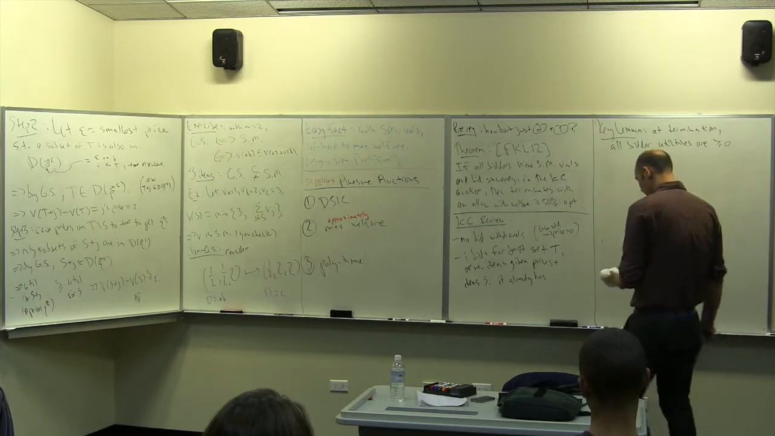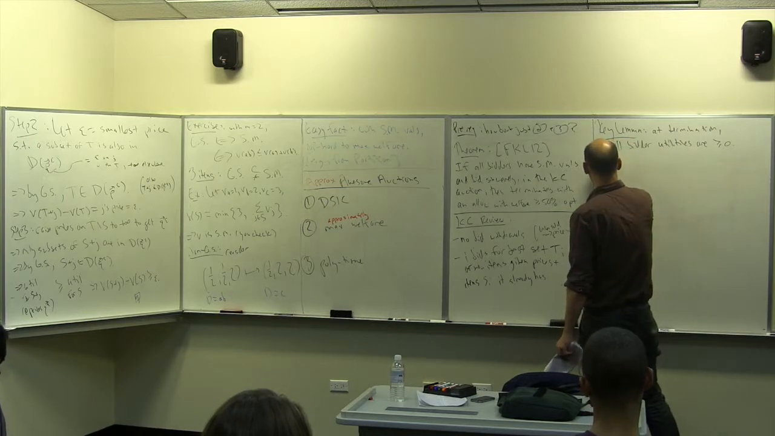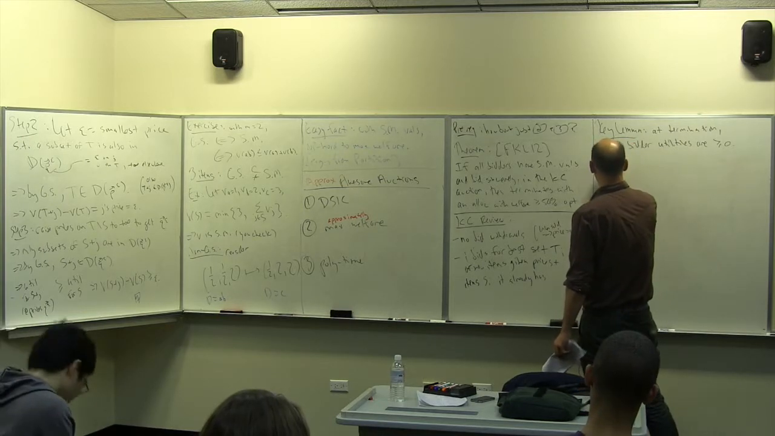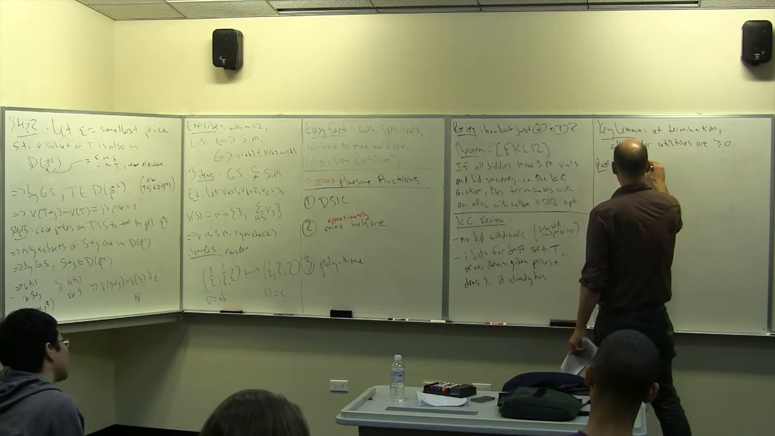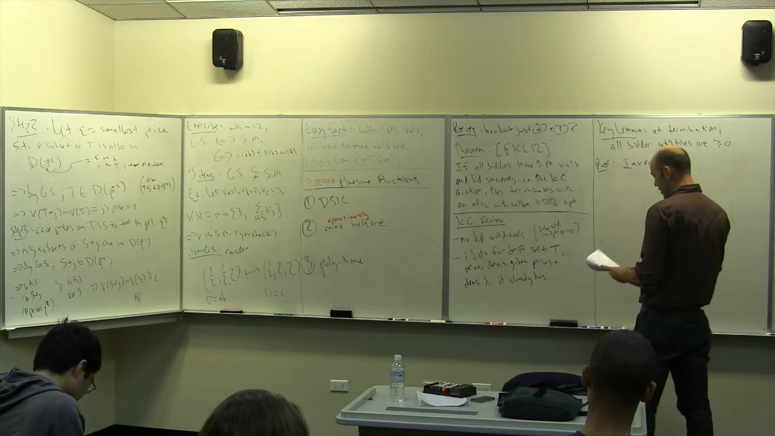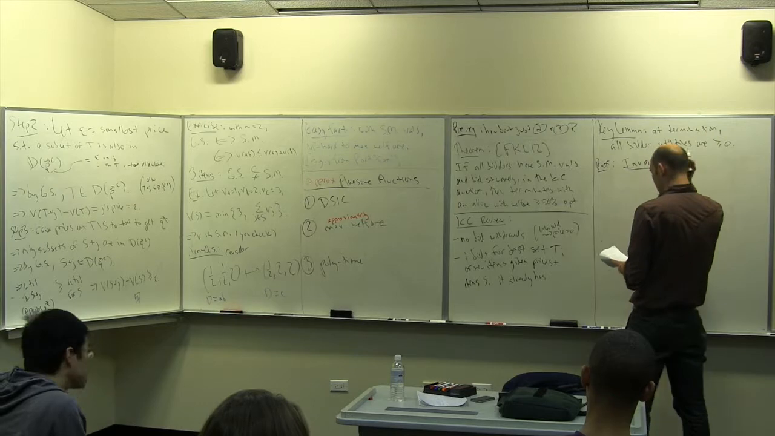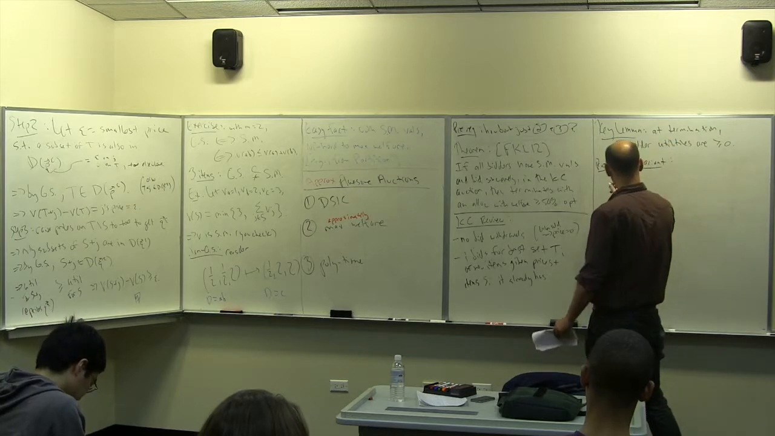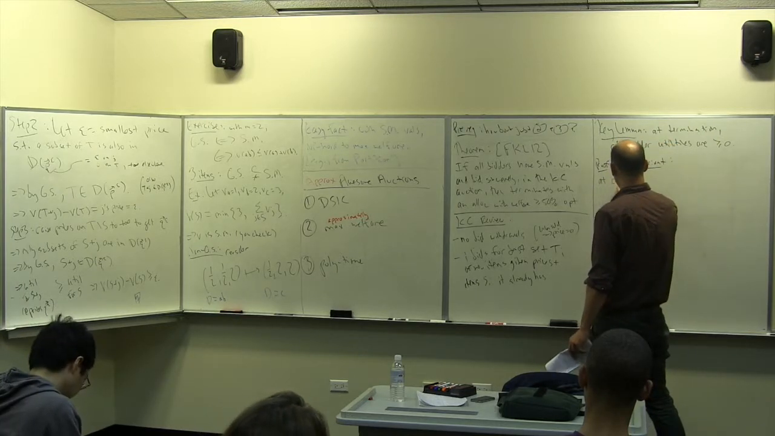Okay, so proof. And this is really where submodularity of the valuations gets used. All right, so the invariant will be the following.